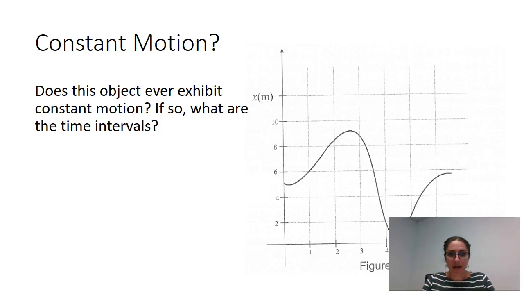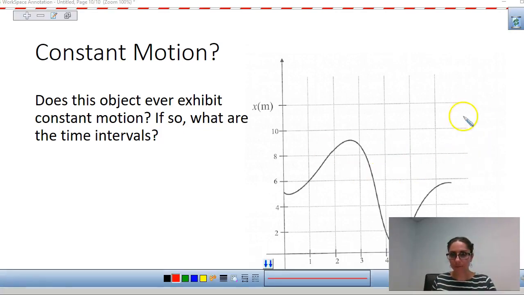So does this object ever move constant motion? Sure, it does. You look for straight lines. So just to show you really quick, I would say from like here to about here. I would say this interval is constant motion between 1 and maybe 2 1/4. And then, anytime looking for a straight line, so I would say from here to about here, so about 3 1/4 to 4 is constant motion.